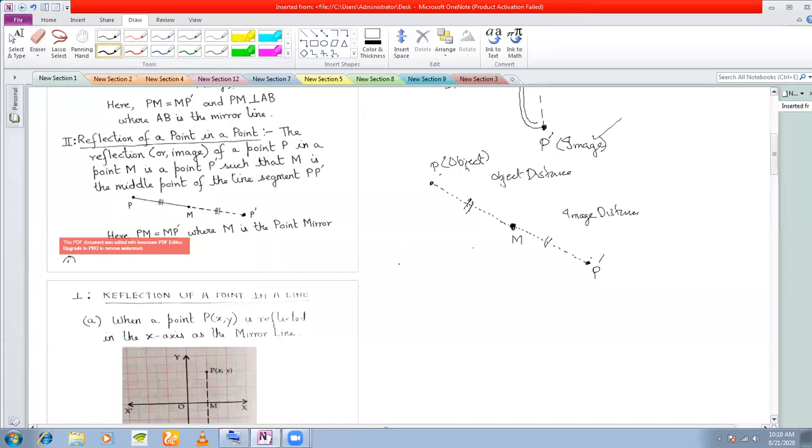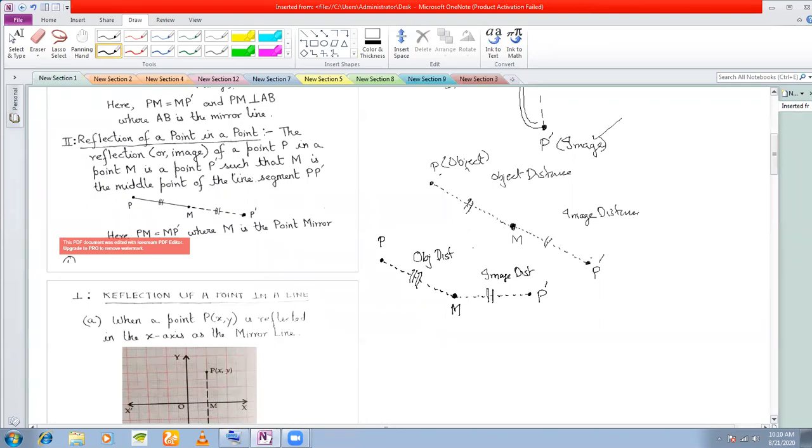The question here is, if I am taking this as M and if I am taking this as P and I'm measuring this distance, then what if I measure this distance here? If this distance is equal to this distance, then why not take P dashed here? This is the object distance and this is the image distance, right? They are equal. So what is the problem? Object distance is equal to image distance.